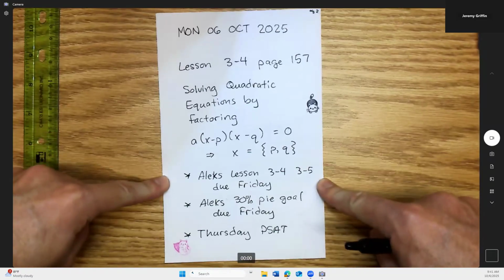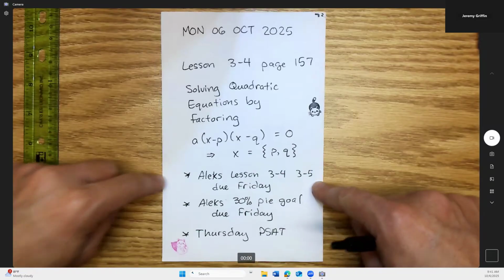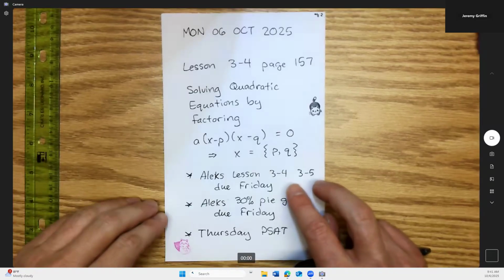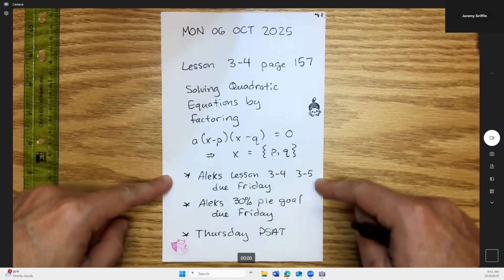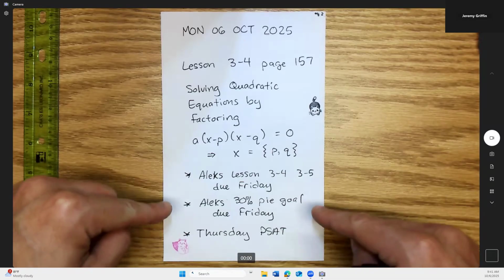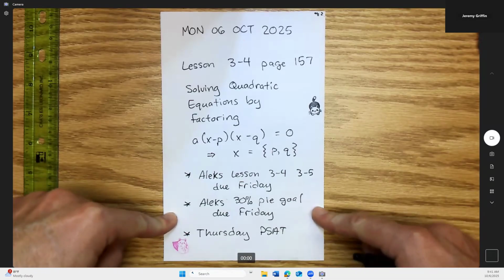But here's what's going on the rest of the week. So on Alex, there's a lesson just for 3-4 and 3-5. So that's all we're doing this week. Just 3-4 and 3-5 is due Friday. Keep in mind also your Alex 30% pie goal is also due Friday.